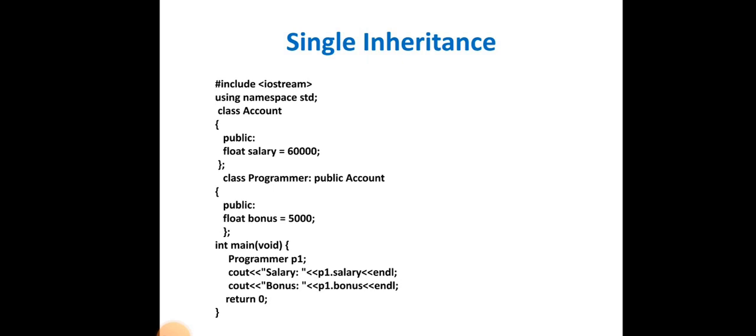In the main function, we are supposed to create an object for the derived class. Here the derived class is Programmer, so we create an object for the Programmer class. p1 is the object for the Programmer class.